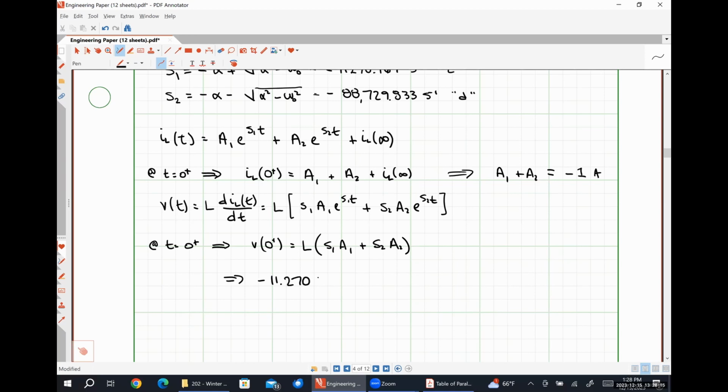11.270 and some change. A1 times L times S2, so that's 1 times 10 to the minus 3 times what I have stored in my calculator as D, minus 88.7298, so let's call that 730. A2 is equal to 0 volts. So I have one equation here, the second equation here, and now I should be able to solve for the coefficients A1 and A2, right?